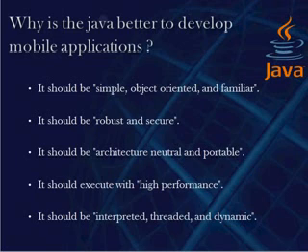These are the reasons to use Java for mobile applications. Java is a simple object-oriented programming language. It is more robust than other languages. A second compelling reason for using Java for small device development is security.